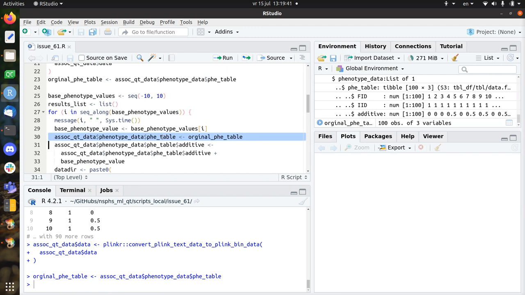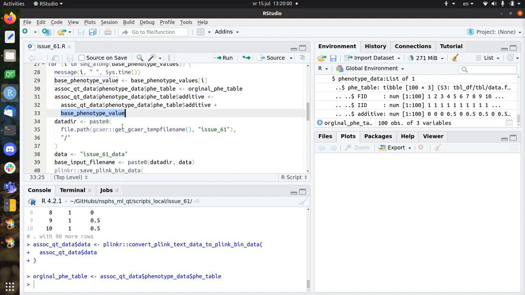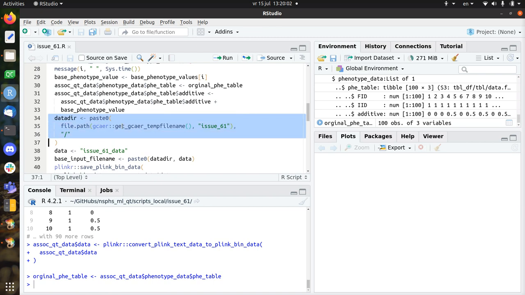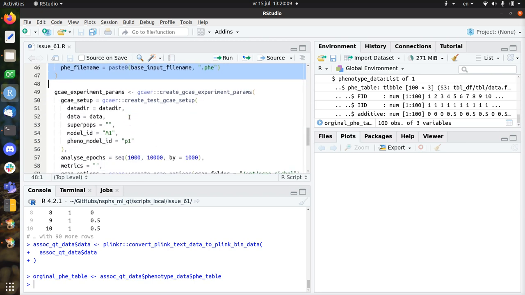In my data, I copy the original phenotypic table, and then I add this base phenotypic value to all the phenotypic traits. Initially I subtract 10, then I subtract 9, then subtract 8, etc., until I add 10, and then I'm done. I save this in some folders, that's all fine. I save the data so it can be worked on.